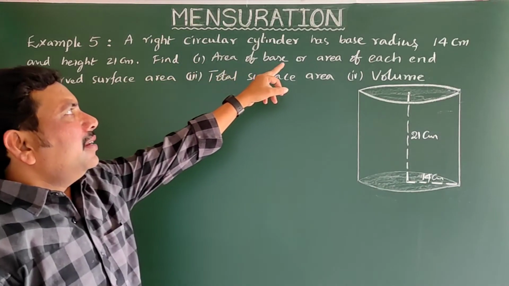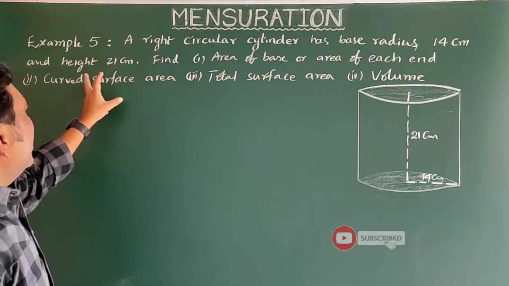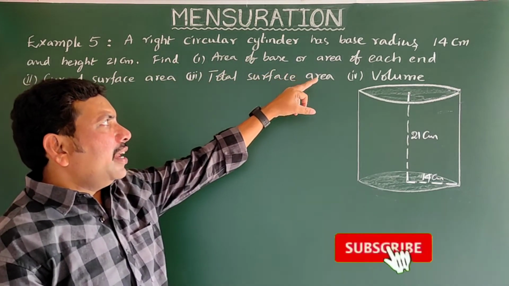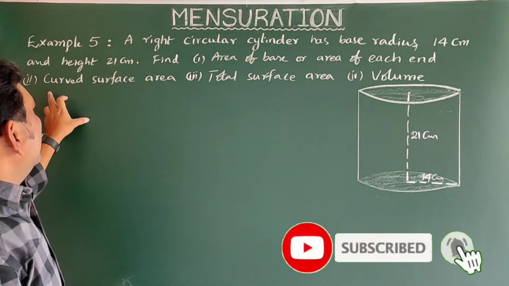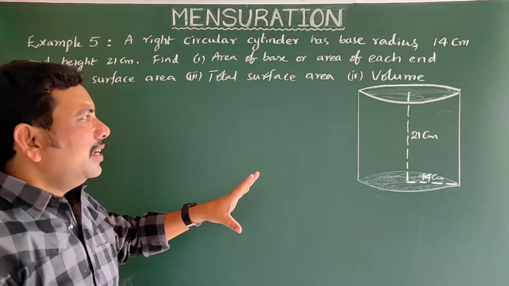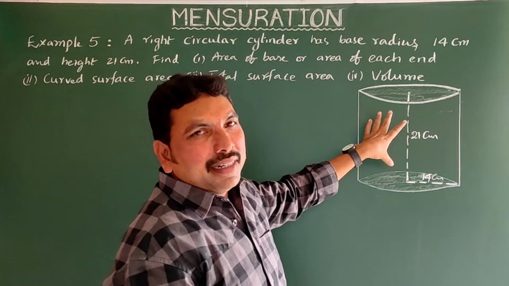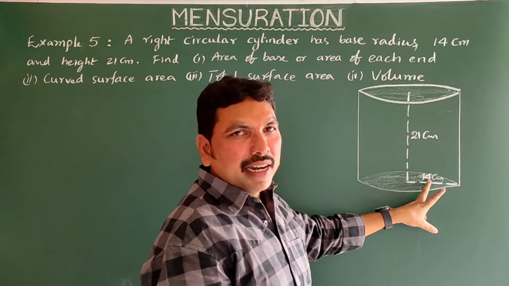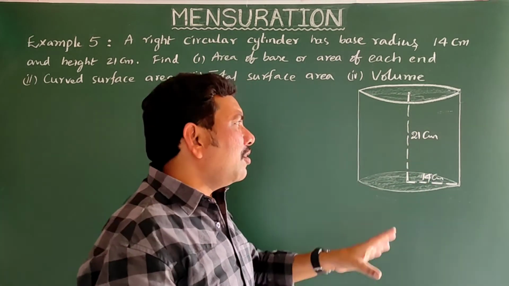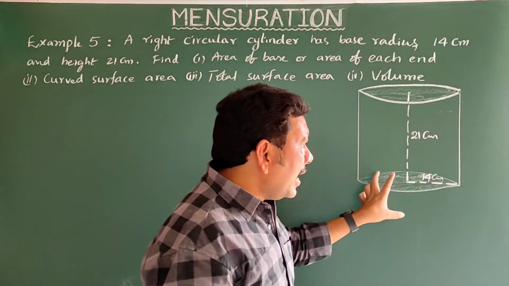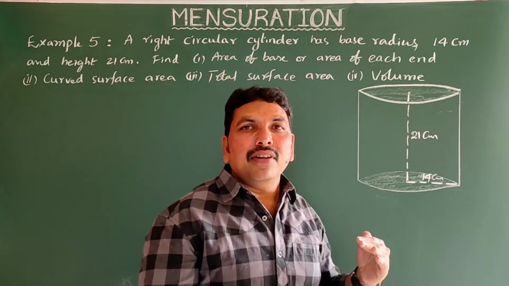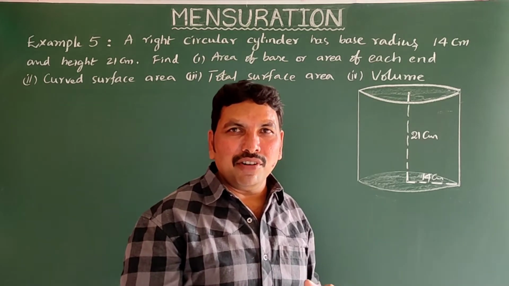Next, fifth example. A right circular cylinder has base radius 14 centimeters and height 21 centimeters. Find the area of the base or area of each end, curved surface area, total surface area and volume. Here, the cylinder's measurements are given: base radius is 14 centimeters and height is 21 centimeters. So what do we have to find? Area of the base or area of each end, curved surface area, total surface area and volume.